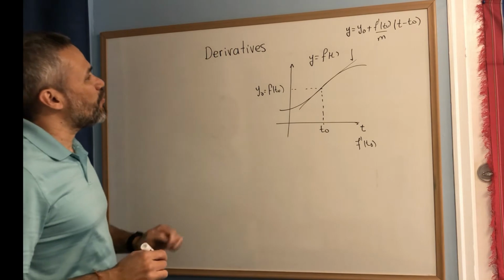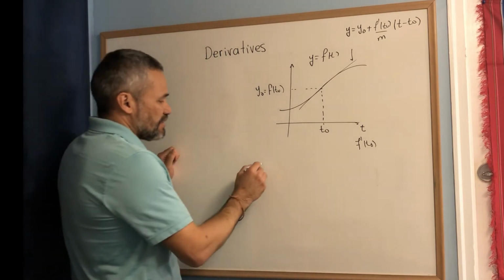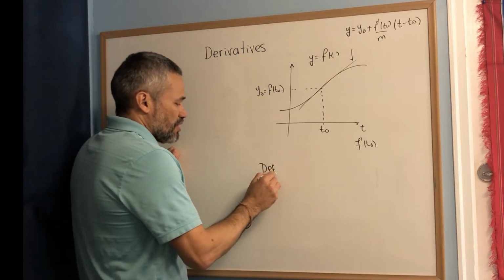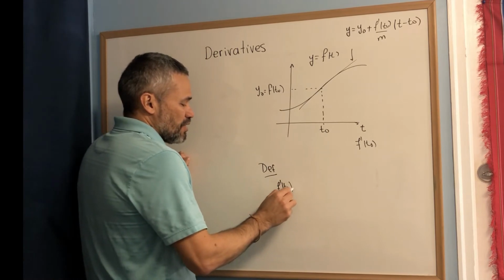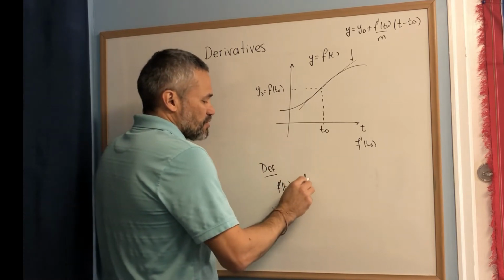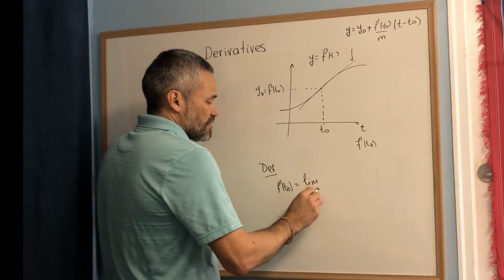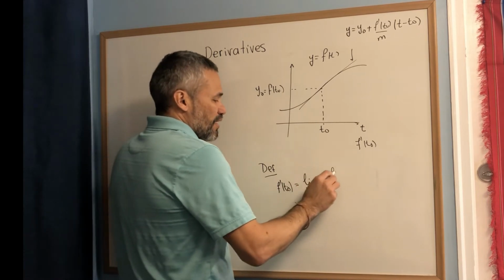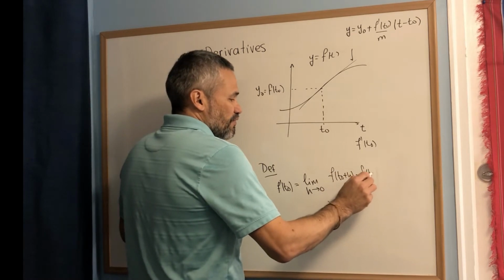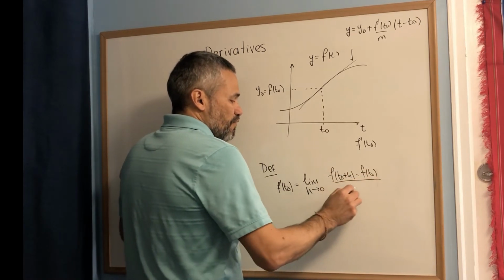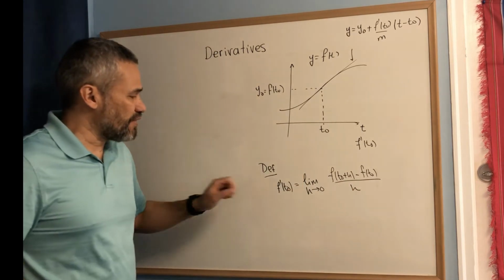How do we define derivative? This is the definition. The derivative at t sub 0 is equal to, we use a limit. The limit when h goes to 0 of f of t sub 0 plus h minus f of t sub 0 over h. That's the definition.